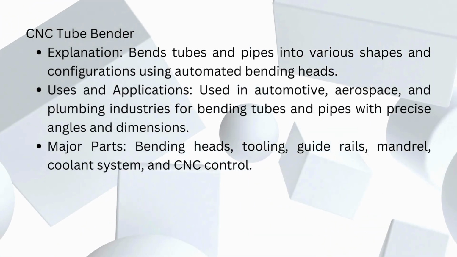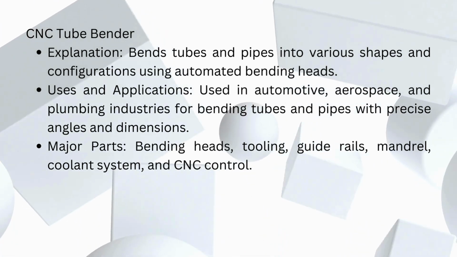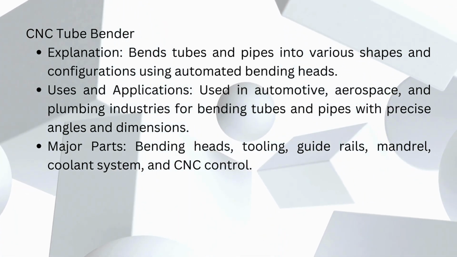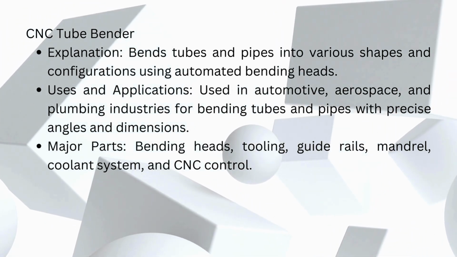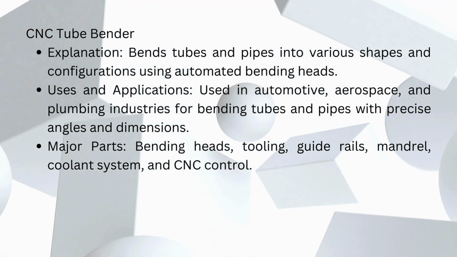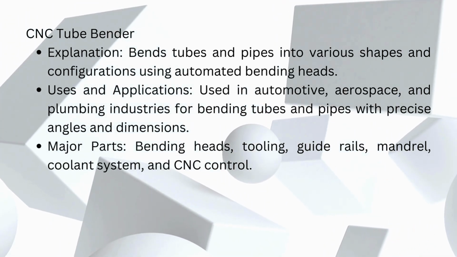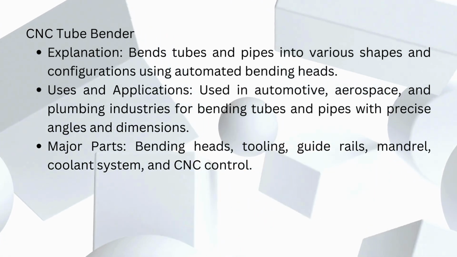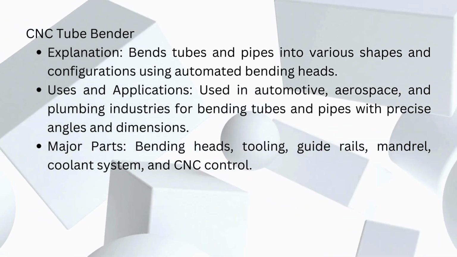CNC tube bender. Explanation: bends tubes and pipes into various shapes and configurations using automated bending heads. Uses and applications: used in automotive, aerospace, and plumbing industries for bending tubes and pipes with precise angles and dimensions. Major parts: bending heads, tooling, guide rails, mandrel, coolant system, and CNC control.